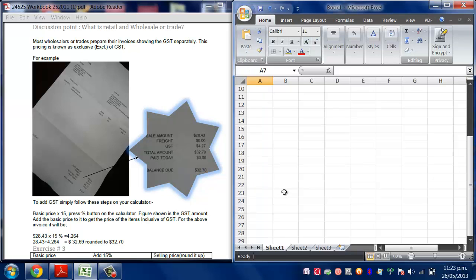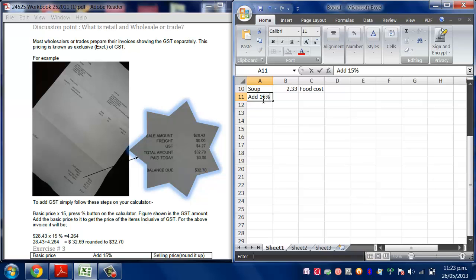Hello, I'm going to show you how to work out GST on your basic price all over again. So you've got a basic price. Suppose you've got a soup, and it's costing you $2.33 to make it. This includes the basic food cost only, nothing else, just the food cost to make it.